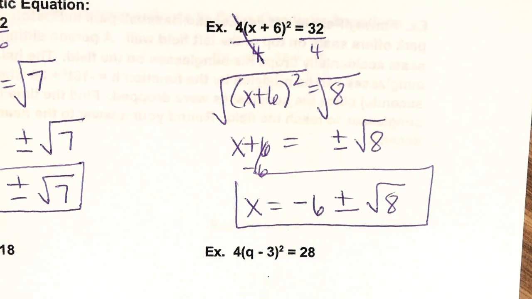I would have to put it in my calculator twice. Negative 6 plus the square root of 8, that's one intersection. Negative 6 minus the square root of 8, and that's the other intersection. Does that make sense? Yes or no? All right, I want y'all to try this one on your own.